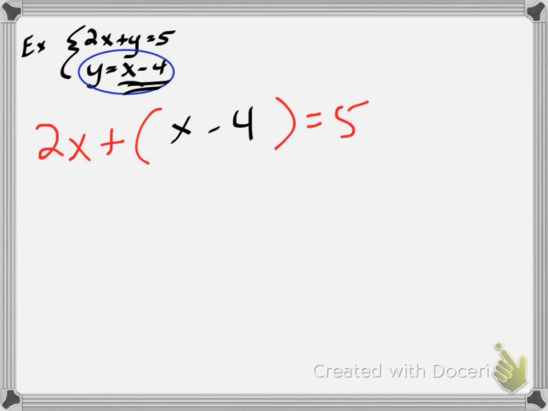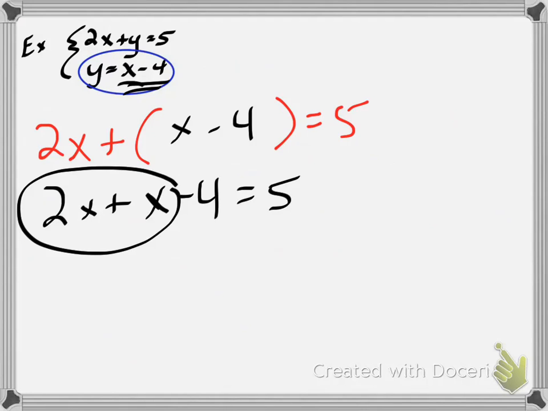So, solve the equation, 2x plus x minus 4 equals 5. Collect like terms, you get 3x minus 4 equals 5.